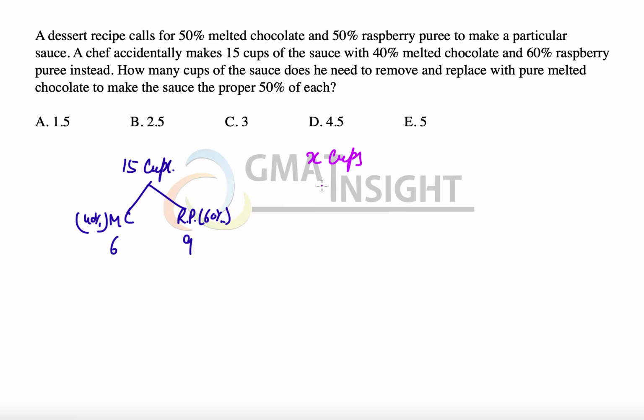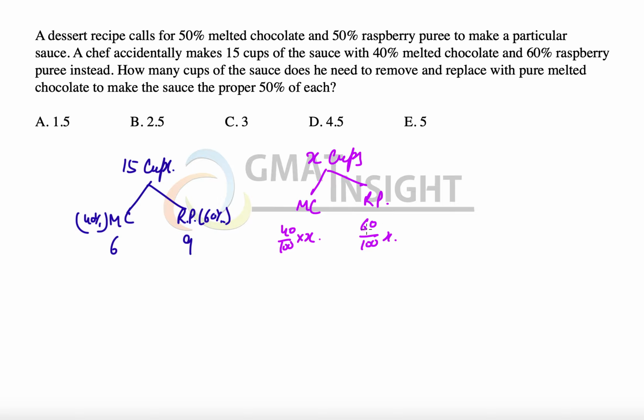Now X cups will have a certain amount of melted chocolate and a certain amount of raspberry puree. The melted chocolate in it will be 40% of X, while the raspberry puree in it will be 60% of X. And he replaces that with pure melted chocolate. That means this much melted chocolate goes out and it again comes back. But the raspberry puree that goes out gets replaced with the melted chocolate which has been taken out.